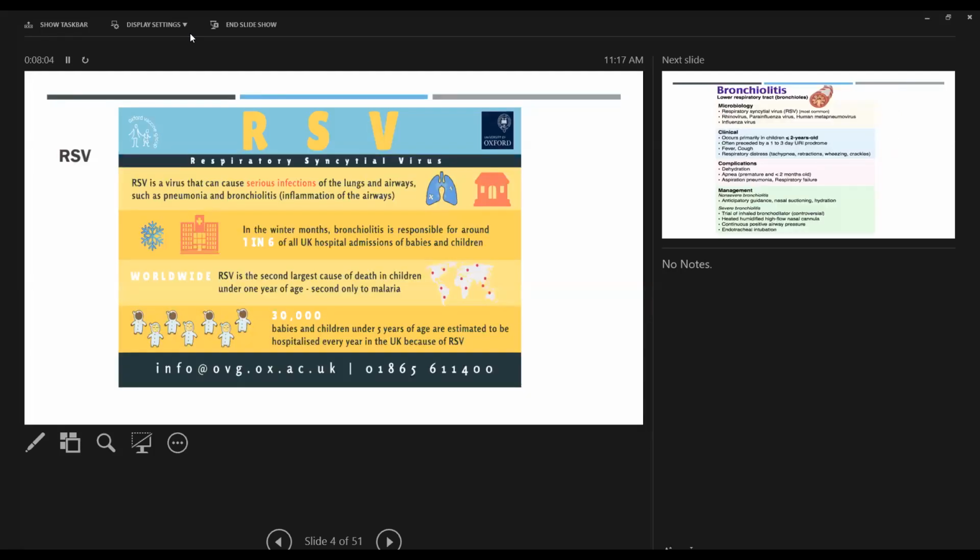So here's a little thing on RSV from Oxford. So it's just another little visual representation of RSV. It really just kind of touches on the same things that I've talked about. There is a large amount of death worldwide from RSV under the age of 1. Lots of kids are hospitalized each year. Usually their hospitalization results in largely supportive treatment, maybe some positive pressure oxygen, and just making sure that we keep them hydrated with IV fluids.